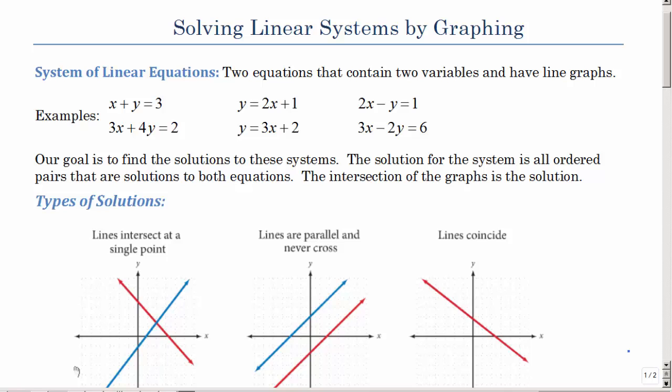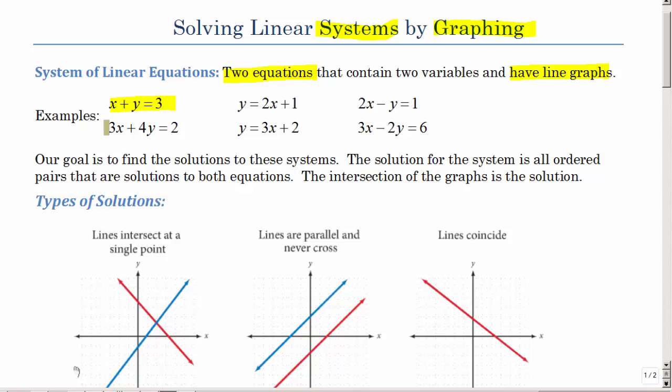In the next few lessons, we are going to be looking at how to solve linear systems. Systems, meaning we're going to have more than one line. The first way we're going to look at how to solve them is by graphing the lines and see where they intersect. A system of linear equations is two equations that contain two variables and have line graphs.